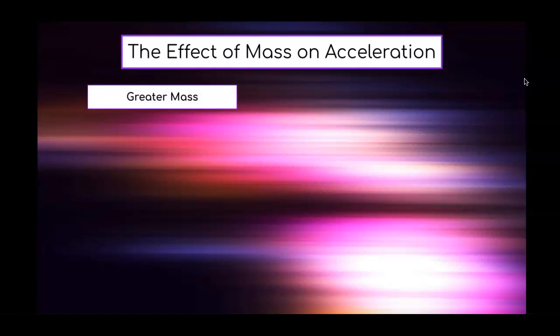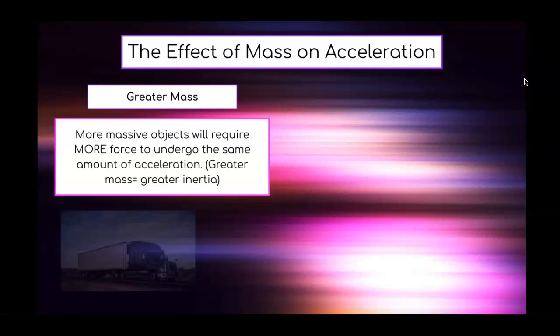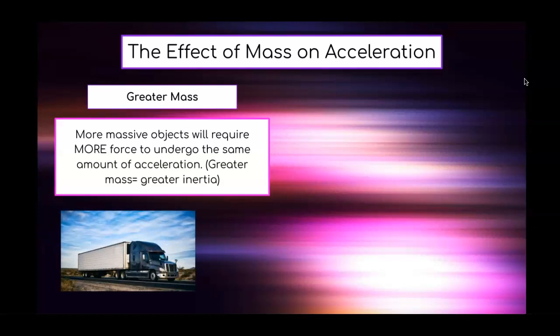So you may have remembered from the beginning of the video, I mentioned that acceleration is inversely proportional to mass. This means that objects with greater mass, or more massive objects, will actually require more force in order to undergo the same amount of acceleration. We could say that the more mass, the less acceleration that an object will experience. We can think about trying to push an 18-wheeler to try to get it to accelerate. It would require a very, very, very high amount of force that is based on that object's inertia.